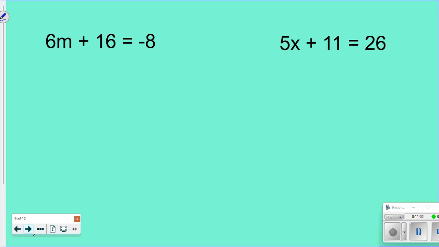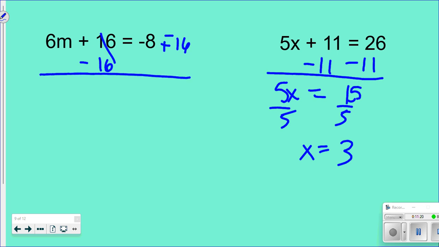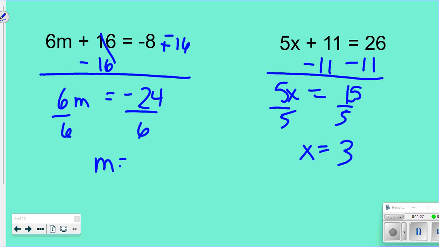I know for sure, I think this one is, let's see, minus 11. And then you have 5x equals 15. No, yeah, 15. Divide by 5, divide by 5. X here is going to be 3. Minus 16, minus 16. This is keep, change, change. It's going to be negative 24 equals 6m. Divide by 6, divide by 6. M is negative 4.